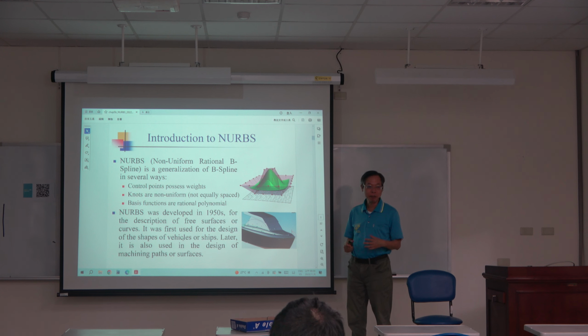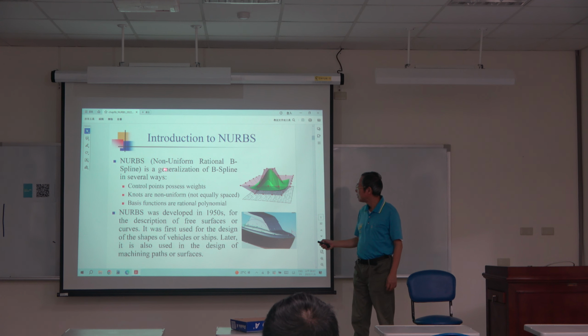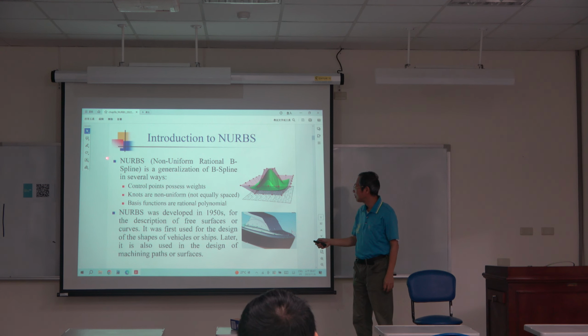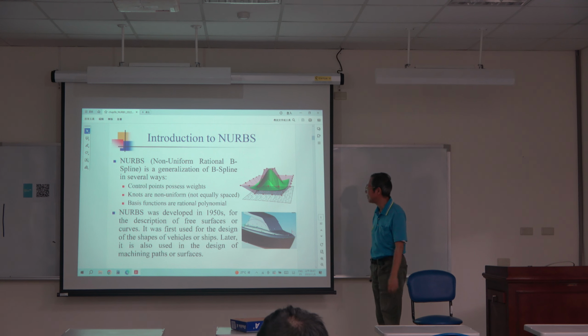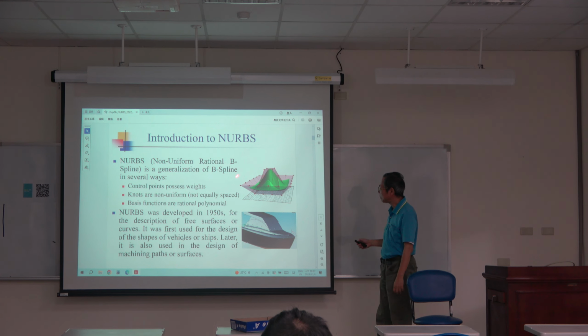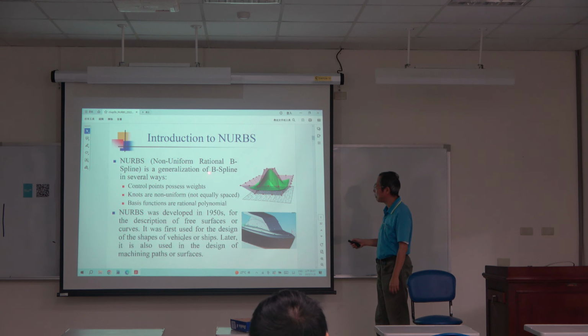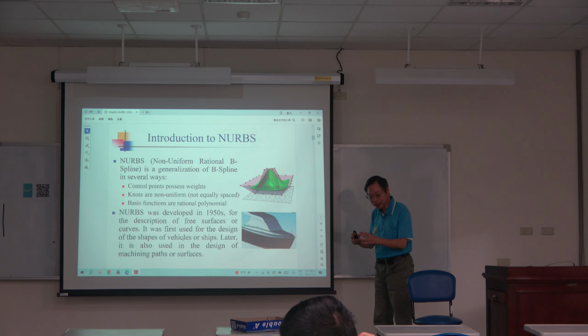Some curves cannot be represented by B-spline, but can be represented by NURBS. For example, a simple curve like a circle. You cannot use B-spline to generate a circle, but you can use NURBS to generate a perfect circle. So the curves that can be represented by B-spline are a smaller subset of NURBS.